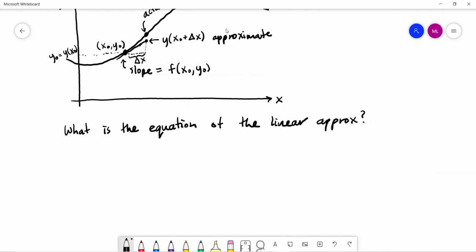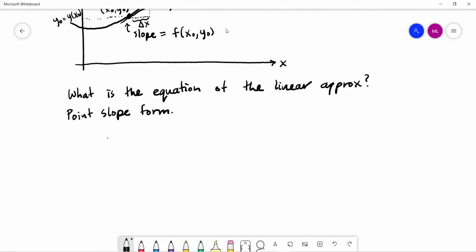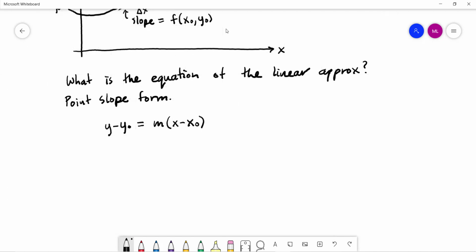So basically I'm going to use point slope form. Let me just remind you what point slope form says. It says that y minus y naught equals m times x minus x naught. This is a normal point slope. If we know a point x naught, y naught that's on the line, this is the equation of the line, and you can figure out the y value at any given x value of your choosing.